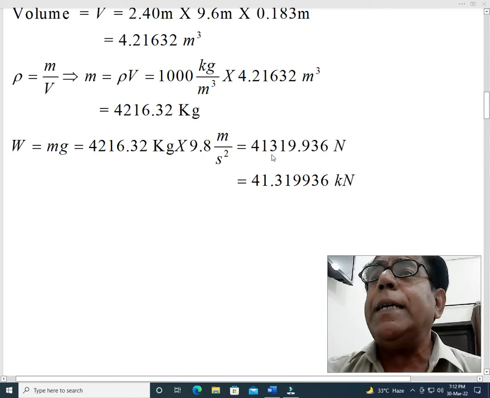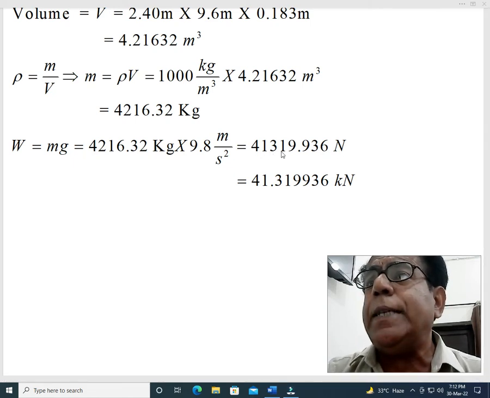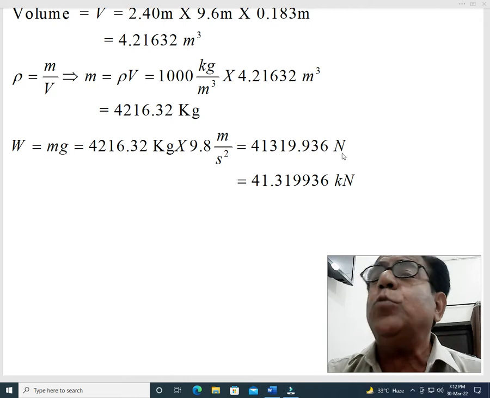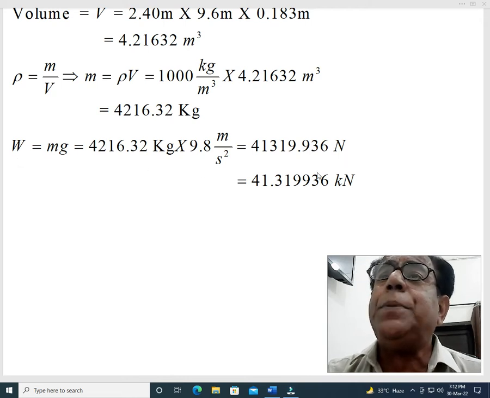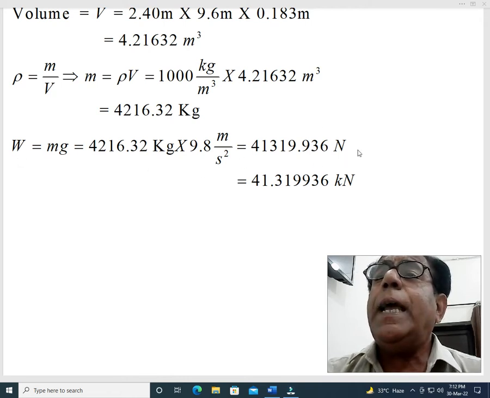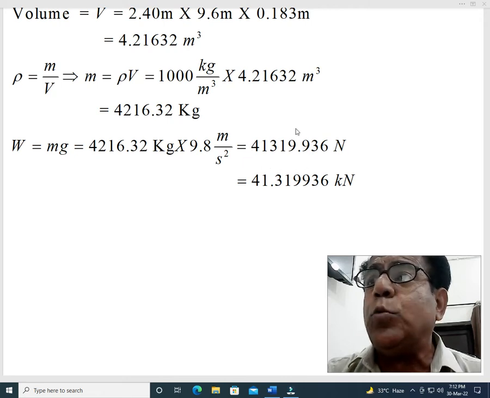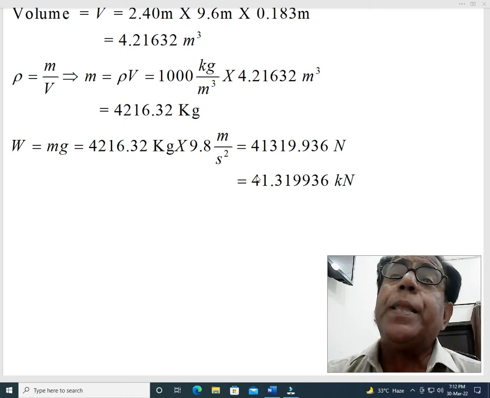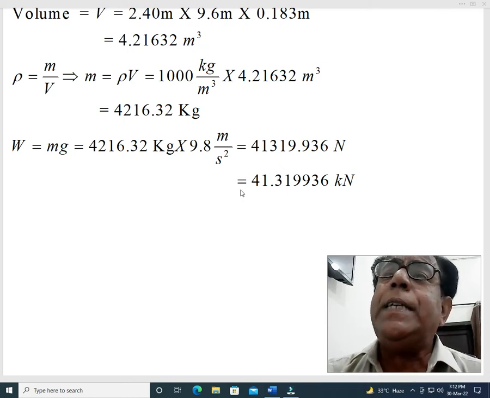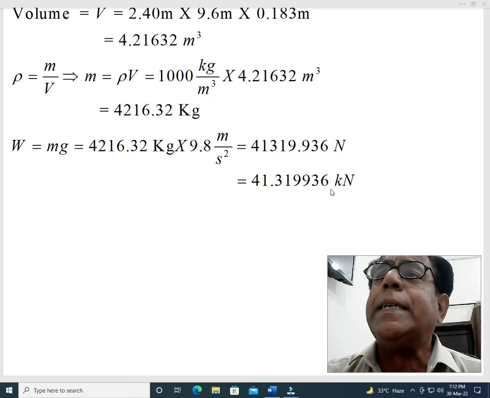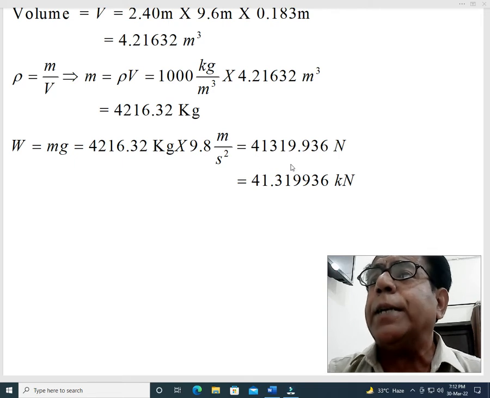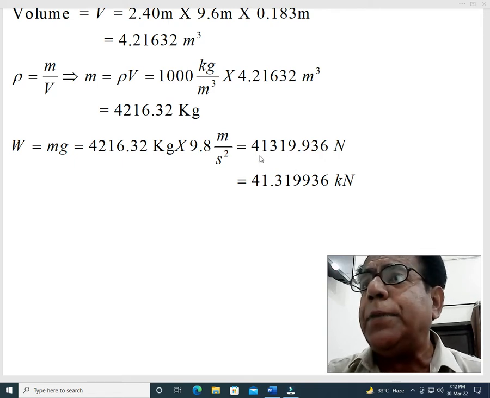So this becomes alternatively equal to 41319.936 Newton. Weight has become equal to this, and this is absolutely correct. We do not need to convert it into any other form. However, as a matter of discretion, we have converted it into kilonewton, by dividing it by 1000. When we divide it by 1000, it will become 41.319936 kilonewton.